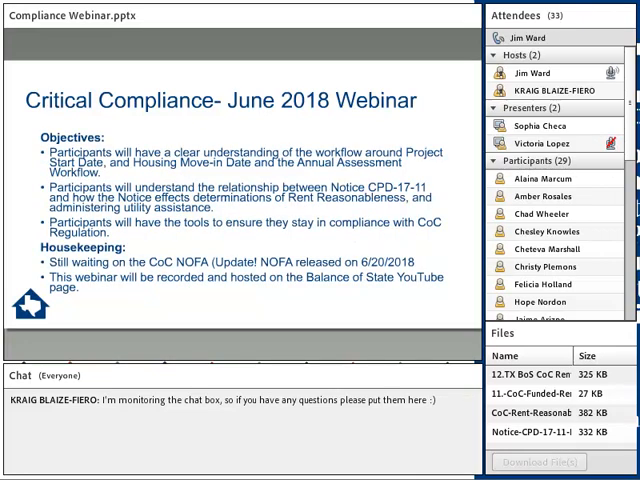The objectives of today, obviously, I want you guys to have a clear understanding of the workflow around the project start date. I know that this is a relatively new data element for PSH projects, and for rapid rehousing projects should have been using this data element, but we're going to talk a little bit more about making sure that you guys are doing that in a way, again, that reflects the work that you're doing in the communities. And again, we've already kind of gone over the objectives.